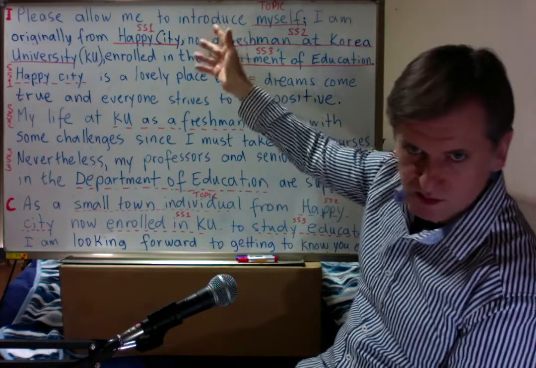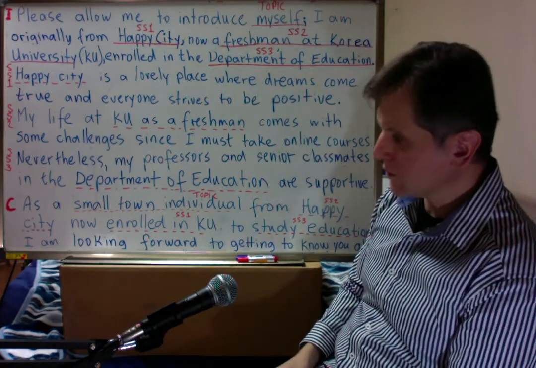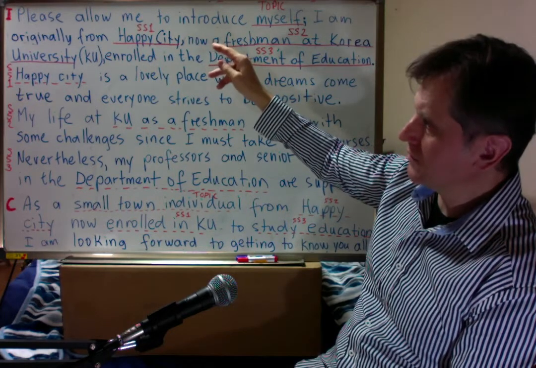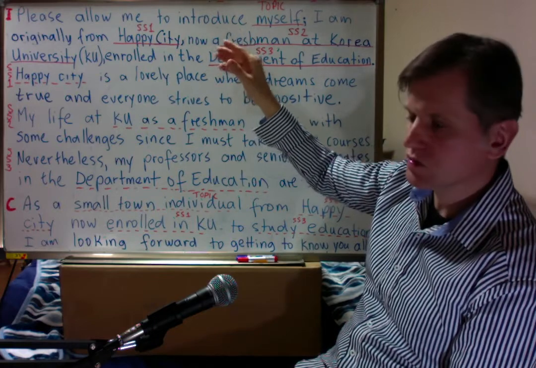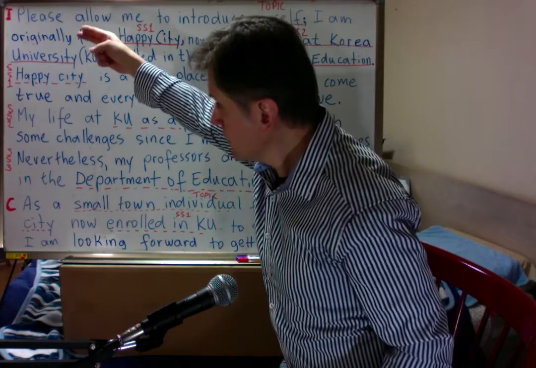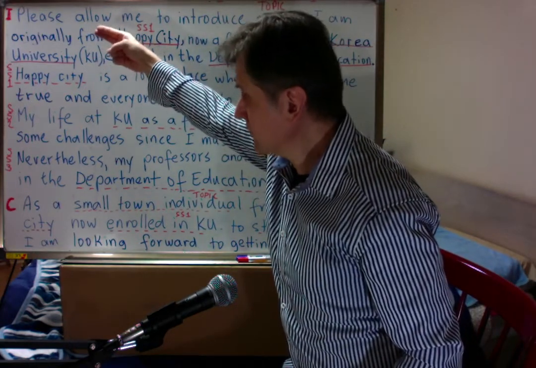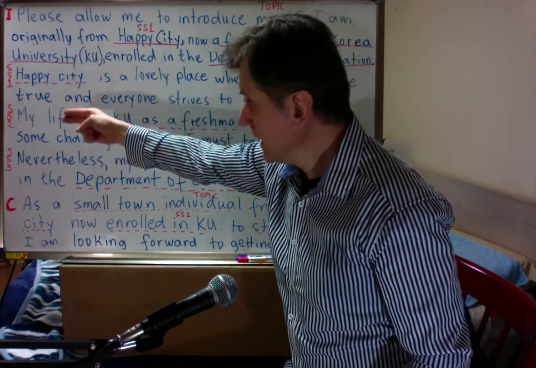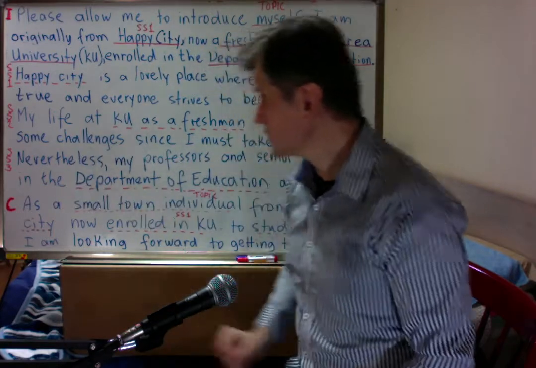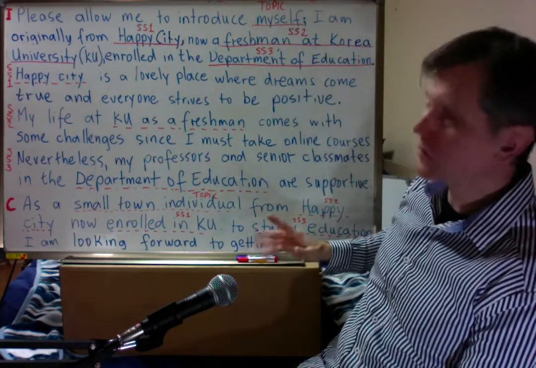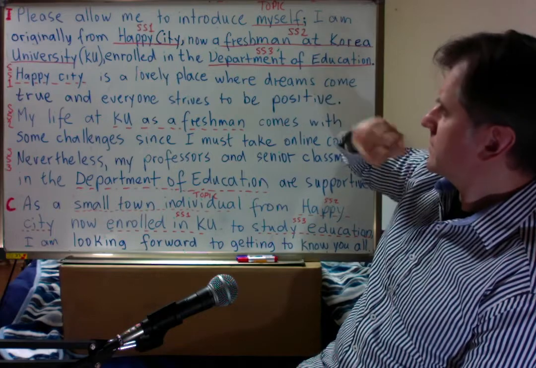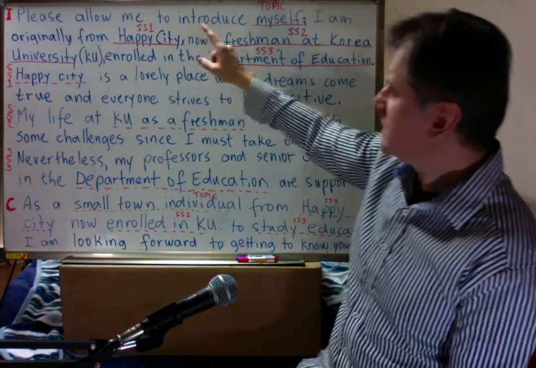Now, this is an example of a paragraph that I have written here, and it's a person introducing himself, herself, and it goes something like this. So it does have the 5 paragraph structure. You have I for introduction, SS1 for supporting sentence 1, SS2 for supporting sentence 2, SS3 for supporting sentence 3, and C for conclusion. So you have the 5 paragraph format. Now the topic again is you. So topic, myself. Now please allow me to introduce myself.